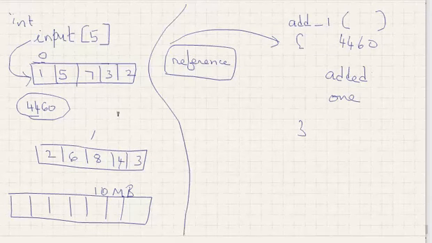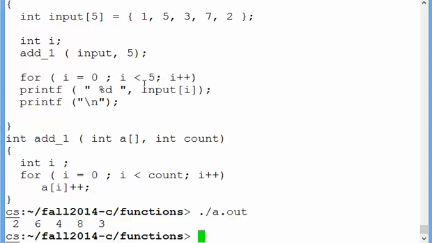I printed in my main function. This is my main function. I printed here. I'm able to see the computations done by this function on my array. So that shows that arrays are passed by reference. In other words, we send the address of the array to a function. Okay.